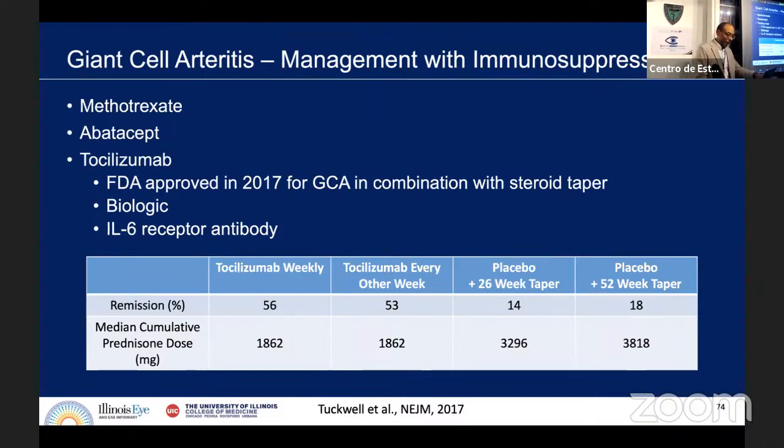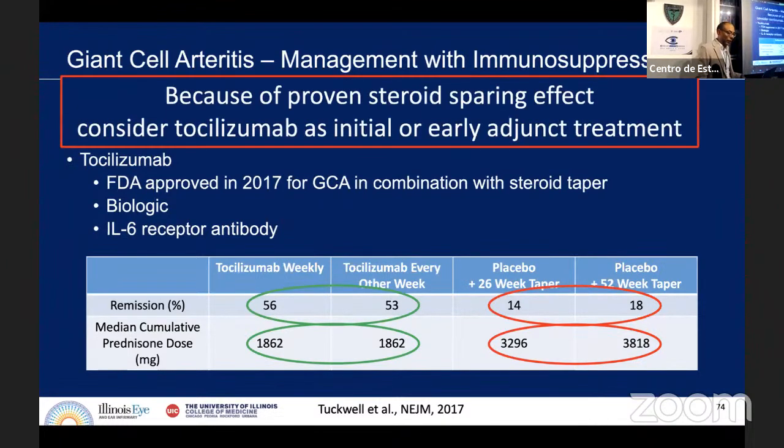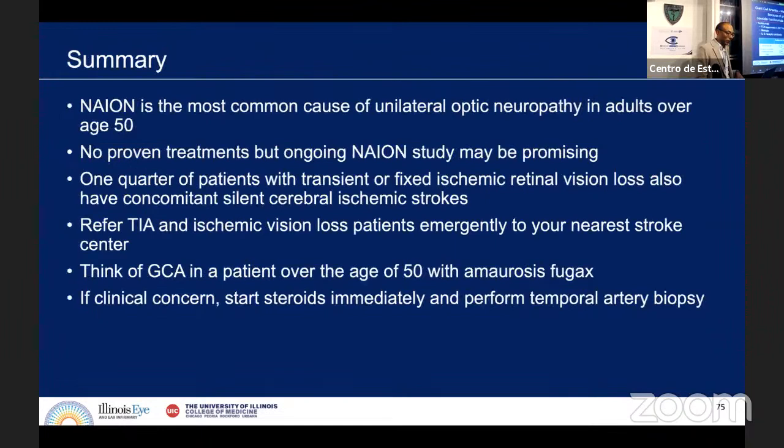It's an IL-6 receptor antibody biologic. And really what's important is that the remission rate was much higher than the placebo group. So these patients did well. And their overall steroid dosing was significantly lower. Maybe not zero, but you can really reduce the steroid burden in these patients. So really think about this even very early in the course of treating these patients.